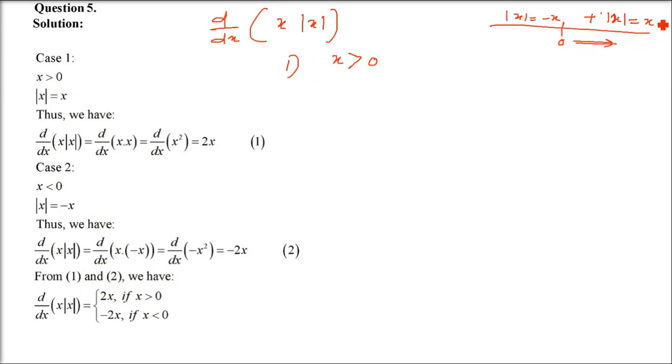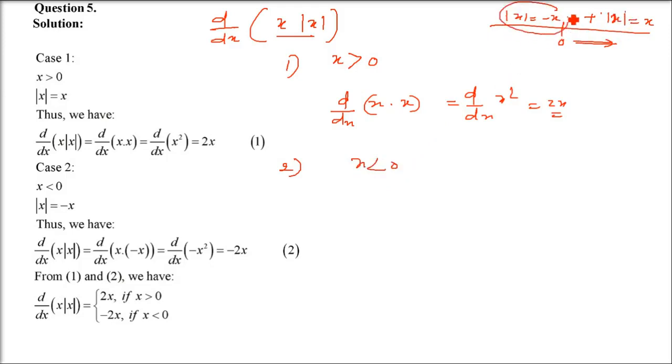So the first condition is x greater than 0. So we'll put mod x as x. So x into x, because we are taking mod x as x, gives x square. d by dx of x square is 2x. First condition. Second condition: now x is less than 0. So when x is less than 0, mod x will be equal to minus x, because we are taking the negative side of the number line. So for mod x you will put minus x. So it will be x into minus x, which is minus x square. d by dx of minus x square: minus is there, x square we already did. So it will be minus 2x.